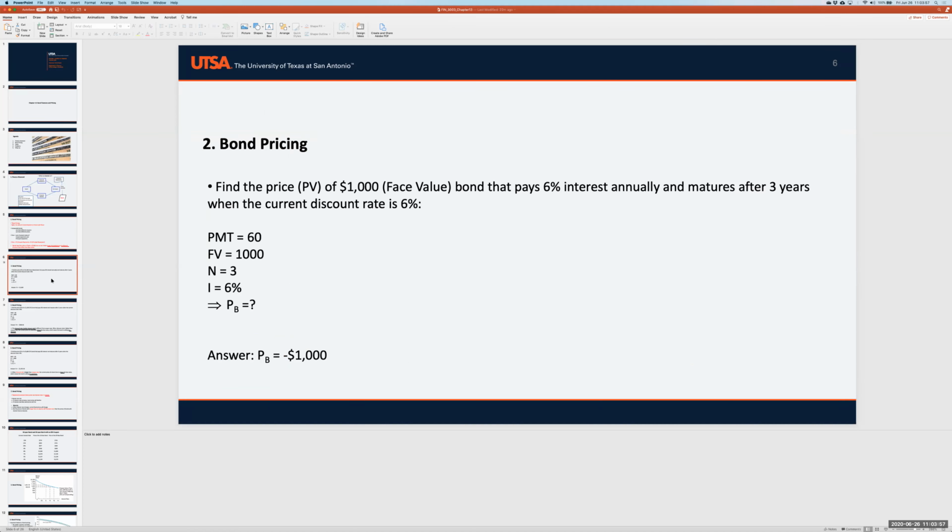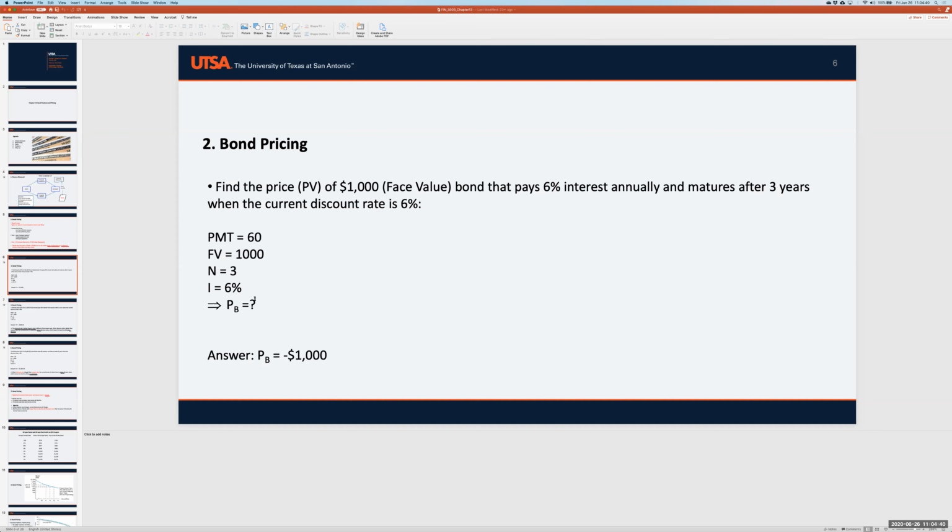Let's solve a quick question. Let's find the price of a $1,000 face value bond that pays 6% interest annually and matures after 3 years when the current discount rate is 6%. You are already familiar with the financial calculator, and you know the PMT, FV, N, and I variables. PMT is the payments, FV is the future value, N is the number of periods, I is the interest rate.